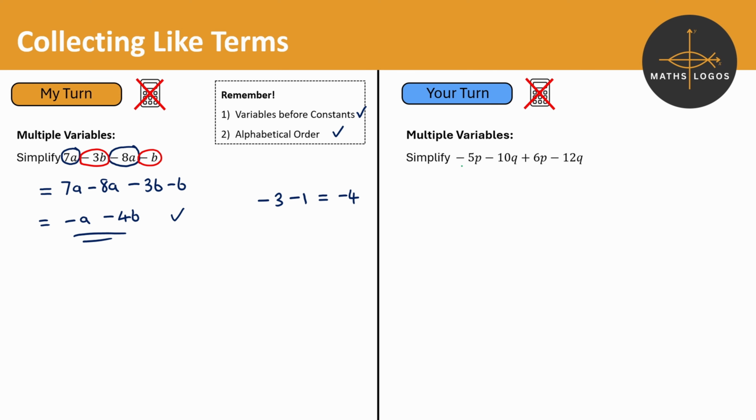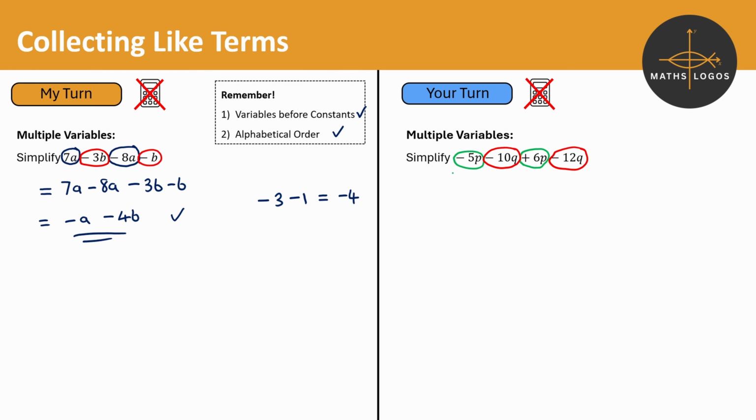All right, let's start off by circling our like terms. So I've got negative 5p, subtract 10q, add 6p, subtract 12q. Let's circle our p's in green. I've got negative 5p here, and I've got positive 6p over here, circling that symbol in front. Then in red, we'll circle our q. So I've got negative 10q, and I've got negative 12q over here.